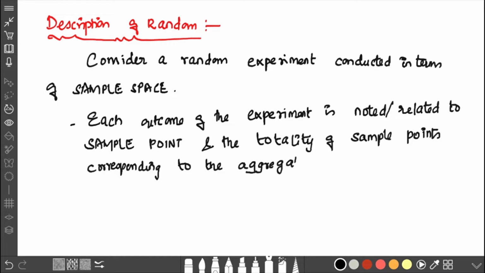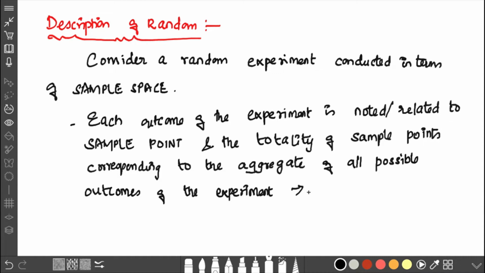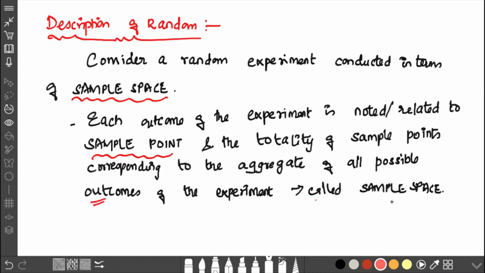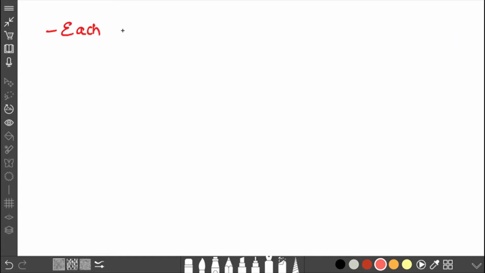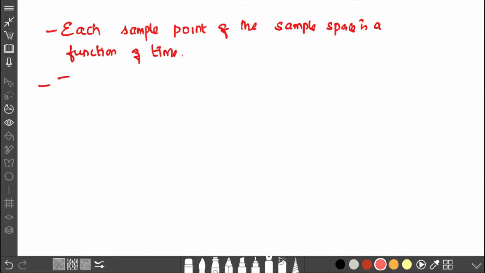Now, considering this, each outcome of the experiment is noted or related to a sample point, and the totality of sample points corresponding to the aggregate of all possible outcomes of the experiment is called the sample space. The sample space contains all those points which are collectively aggregated in different points. Each of these sample points is related to time, so each one will have a particular output. Each sample point of the sample space is simply a function of time. This sample space, or ensemble composed of functions of time, is called a random or stochastic process.